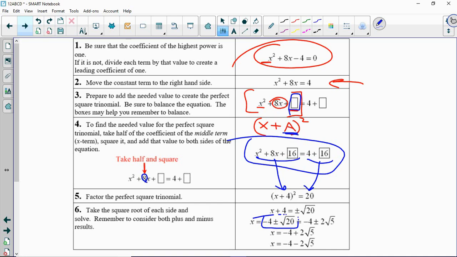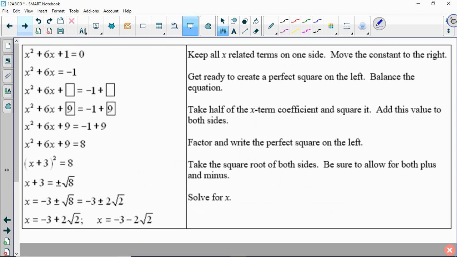Now the square root of 20, we know that's the square root of 4 times 5. And of course the square root of 4 is 2. So we can rewrite that as negative 4 plus or minus 2 times the square root of 5. Amazing! Let's see another one.